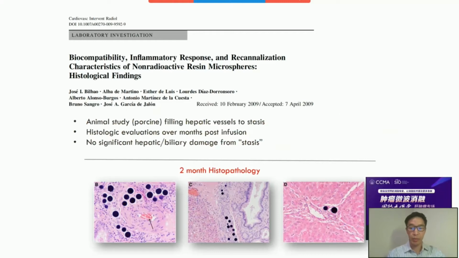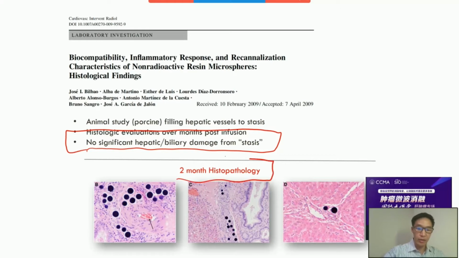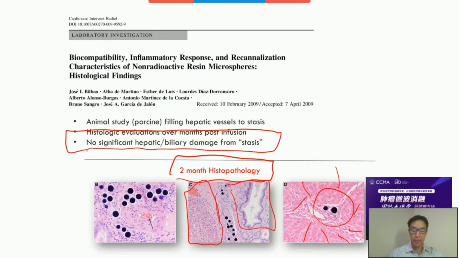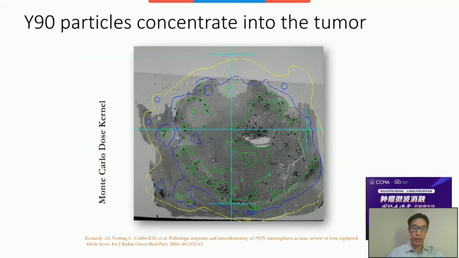A study by the group in Pamplona demonstrates and confirms this. What they had done is perform embolization with particles that have no radiation in them in pig livers to the point of complete stasis, and then surgically remove the livers and examine them under the microscope. And at 2 months, the particles themselves are identified. However, there is no evidence of necrosis or embolic necrosis. You can see that the tissue is still very well maintained. And what that tells us is that all of the radiographic findings that we see associated with SIRT therapy are due to the radiation itself.